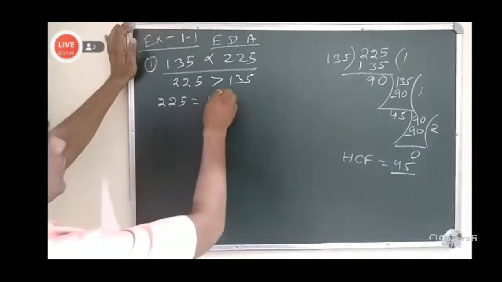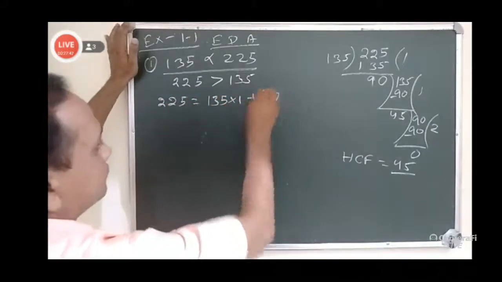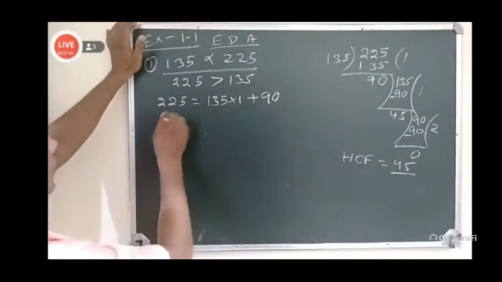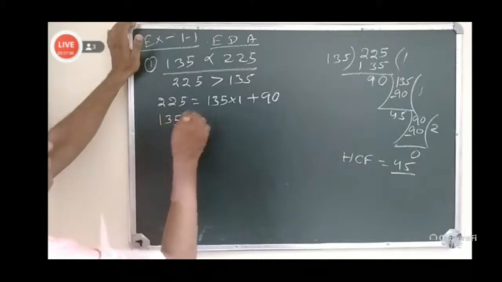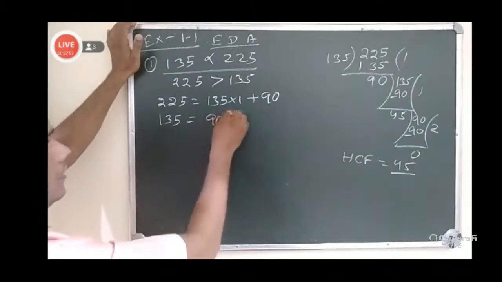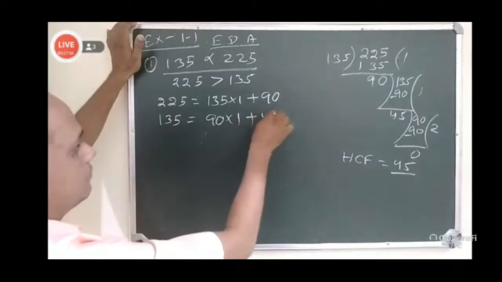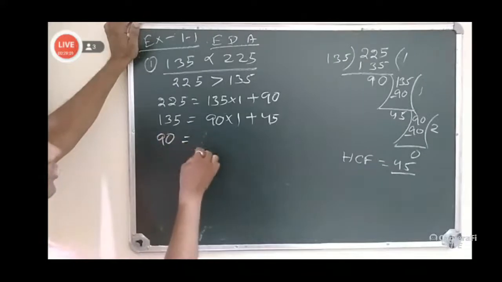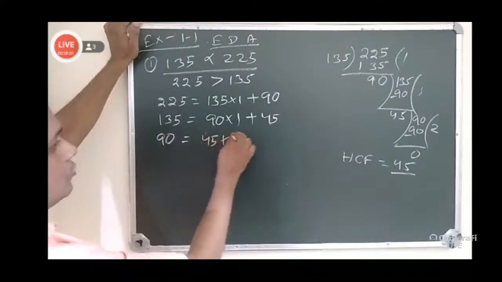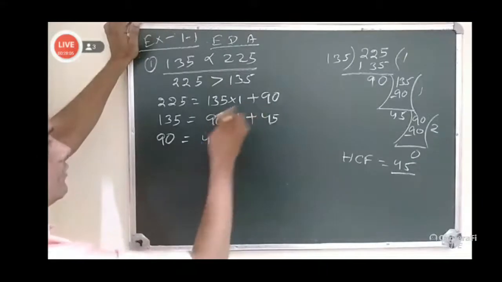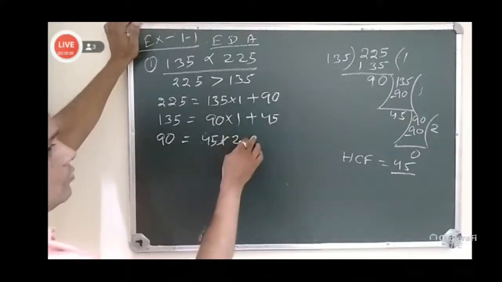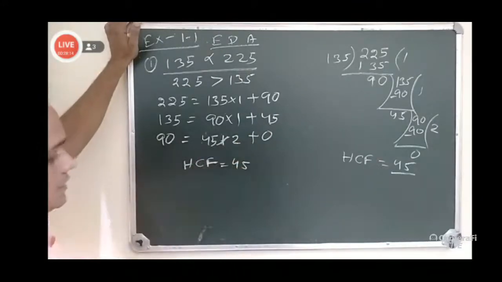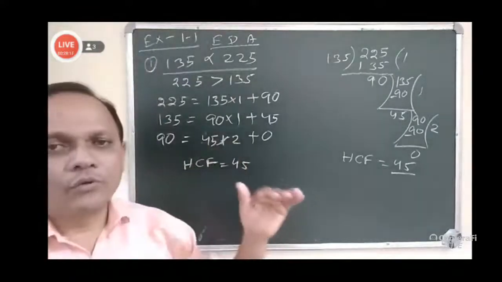But in the algorithm process, according to Euclid's division algorithm, 225 equals 135 into 1 plus 90. 90 is the remainder. When the remainder is not 0, then 135 will be the dividend. 135 equals 90 into 1 plus 45. Then the remainder is not 0, so 90 will be the dividend. 90 equals 45 into 2 plus 0. So HCF equals 45.